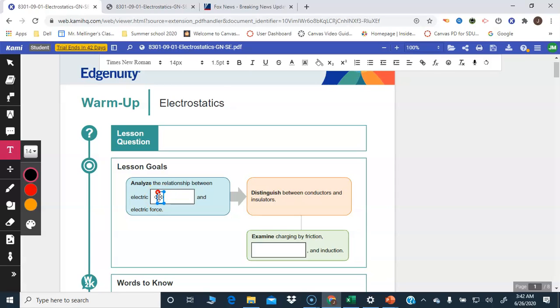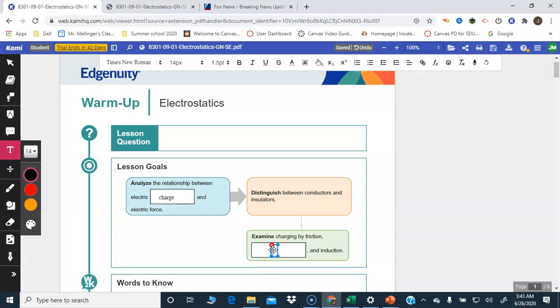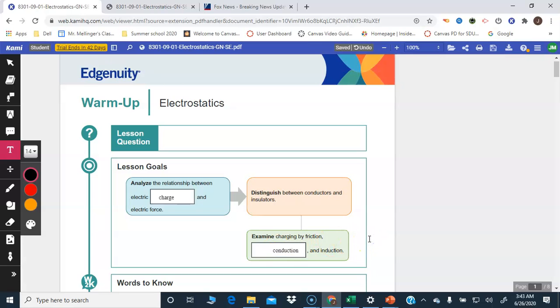And the first one is analyze the relationship between electric, and that word would be charge. And I can click off. And electric force, distinguish between conductors and insulators, and examine charging by, and there's three methods to charging. The second one is conduction. And the third one is induction. So that's one way you can do these.